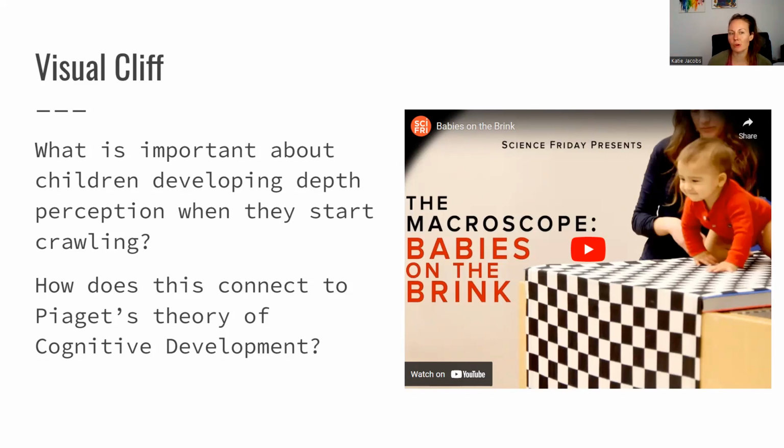But think about that. Why is it important that children develop depth perception when they start crawling? It's important for them to know whether or not they can get down a certain height so that they don't get hurt. And it's also why we have baby gates, right? Because if babies don't have really good depth perception or they haven't developed it yet, they're just going to roll down the stairs, which is not safe. So how does this connect to Piaget's theory of cognitive development?